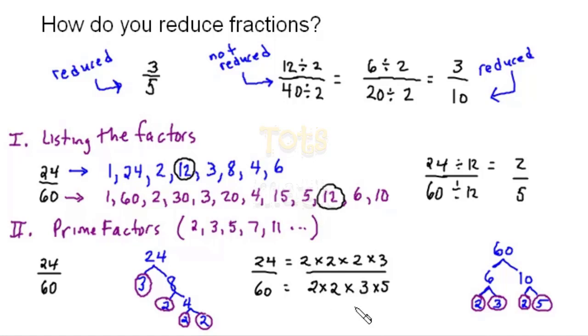And now we can cancel out common factors. We have a set of 2's, and another set of 2's, and a set of 3's. So that just leaves us with a 2 in the numerator and a 5 in the denominator. So our fraction is 2/5, which is what we got using the first method. So both methods are great ways to reduce fractions, but you should use the method that works best for you.